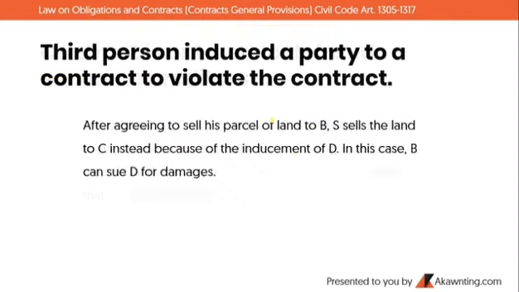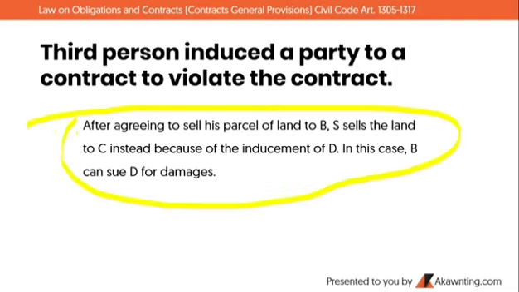So, last: a third person induces a party to a contract to violate the contract. Let's take an example. After agreeing to sell his parcel of land to B, S sells the land to C instead because of the inducement of D. In this case, B can sue D for damages.